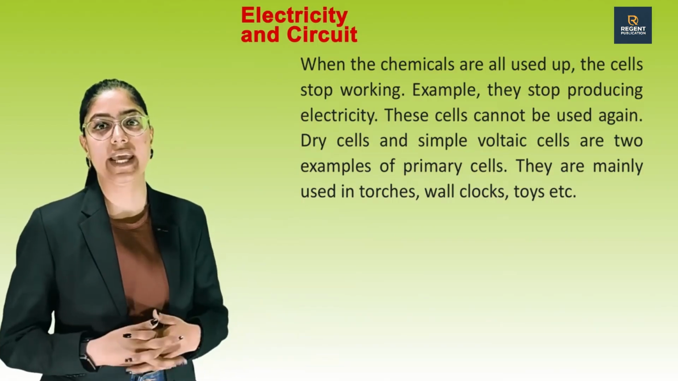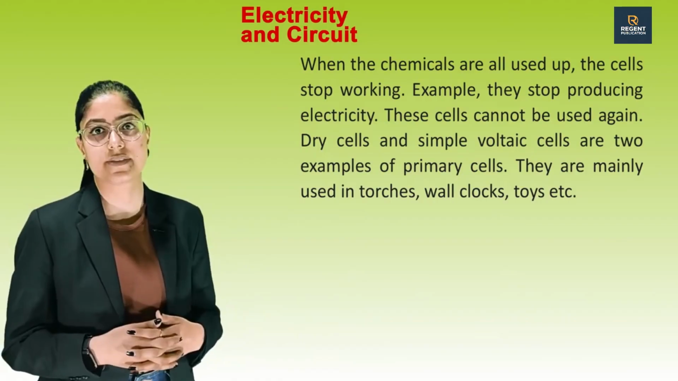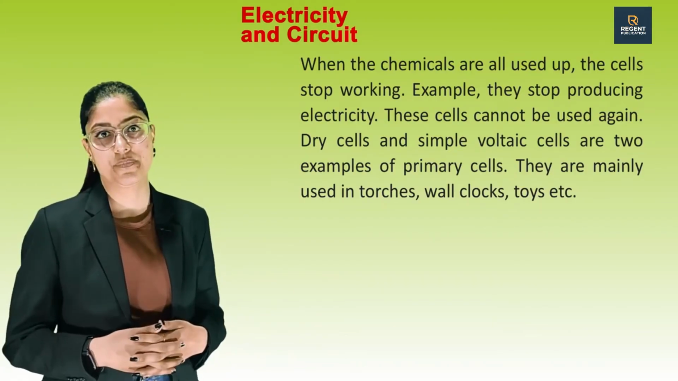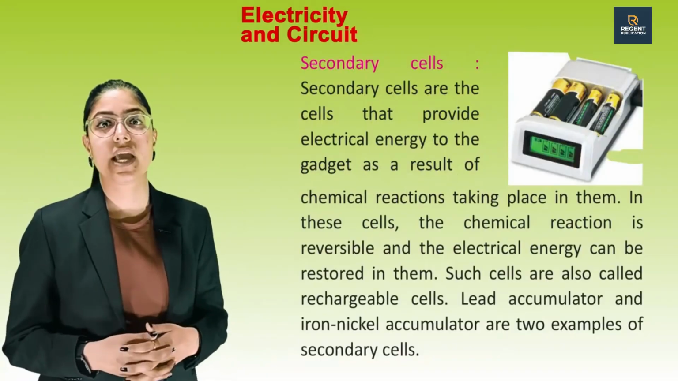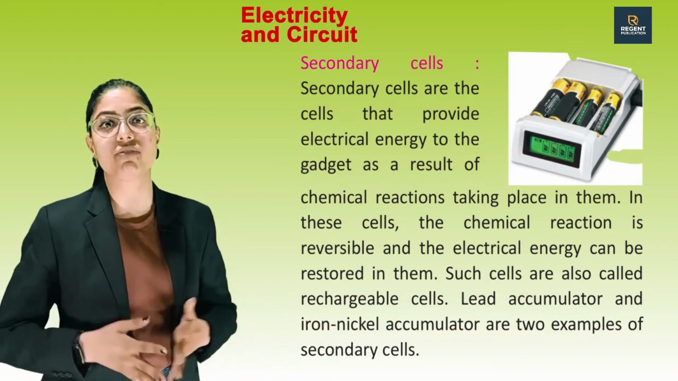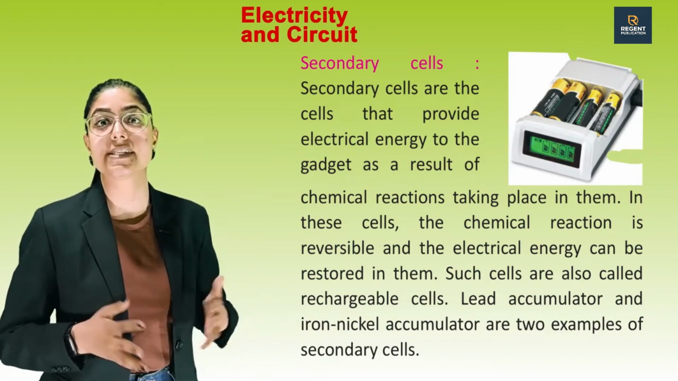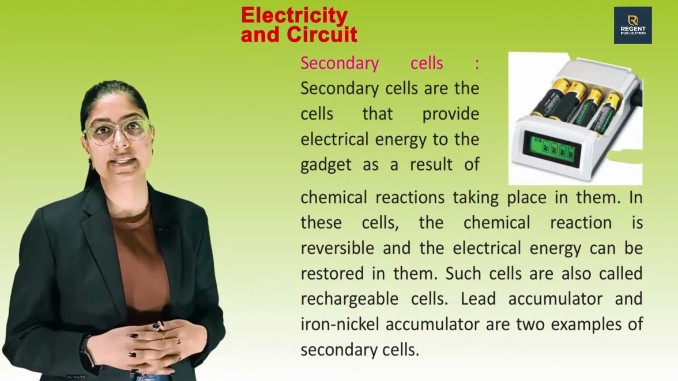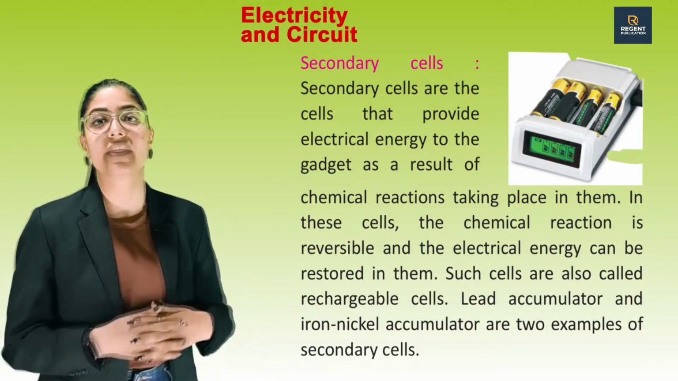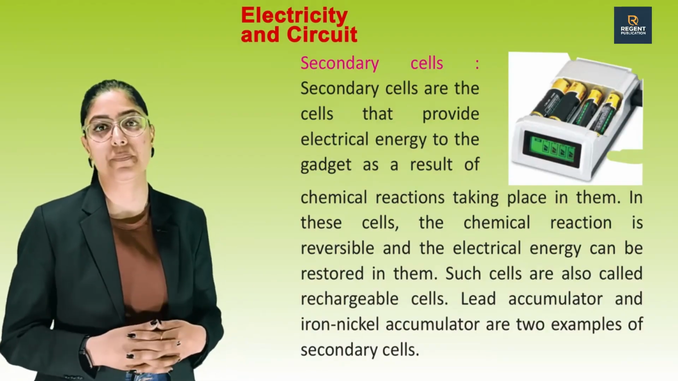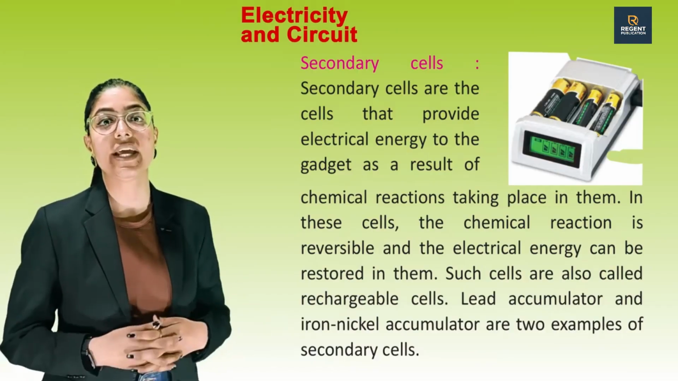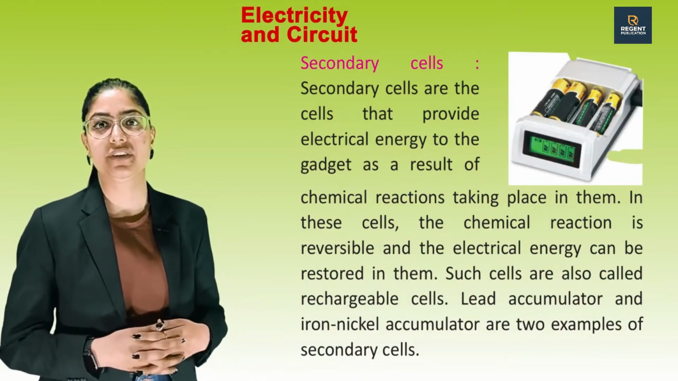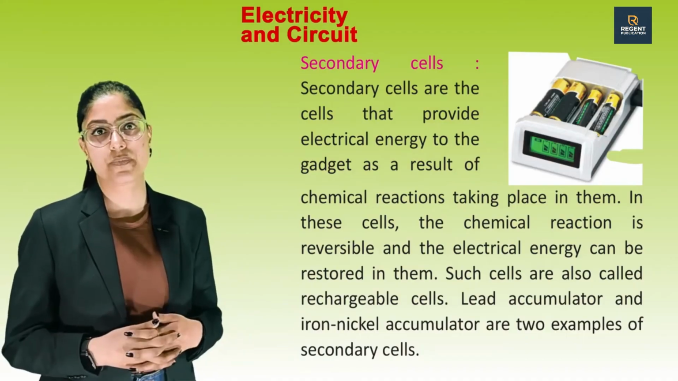Dry cells and simple voltaic cells are two examples of primary cells. They are mainly used in torches, wall clocks, toys, etc. Secondary cells. Secondary cells are the cells that provide electrical energy to the gadget as a result of chemical reactions taking place in them. In these cells, the chemical reaction is reversible and the electric energy can be restored in them. Such cells are also called rechargeable cells. Lead accumulator and iron nickel accumulator are two examples of secondary cells.